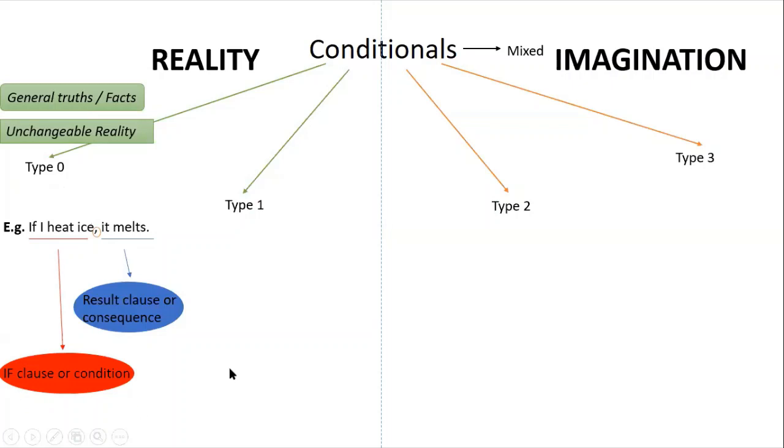And now, what is the structure then, according to what we see right here? What is the structure that we use in conditional type 0? Condition if or when plus present simple, comma plus present simple. All right. So we have if, present simple, and present simple. Very good, miss. Now, what do we use conditional type 1 for? Can you tell me?